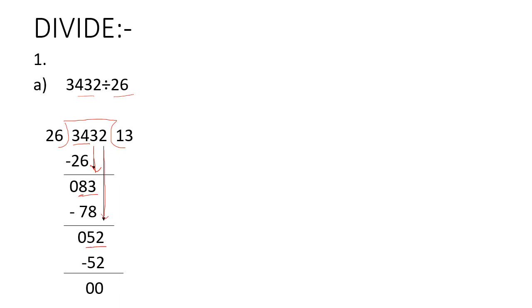Now you have to see which number will divide this 52, by how many times this 52 is divisible. So 26 times 2 is 52. So after subtracting you will get the remainder 0. Now your answer is 132.